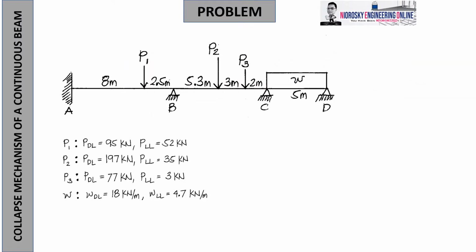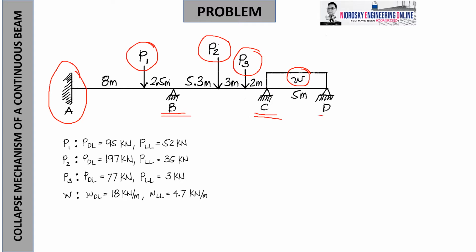Okay, so suppose that we have this load. Now, if you will notice, we have P1, P2, and P3, and a load W. And on the right is a fixed support at point A, and the rest at B, C, and D are all hinged. So we have a continuous span, because we define a continuous span as having more than one span. And then it is already identified with the values for dead load and live load.